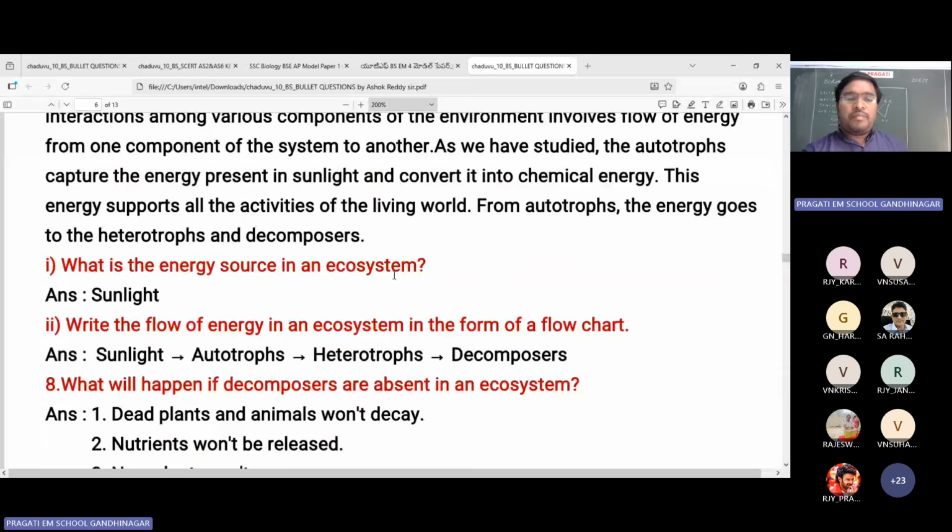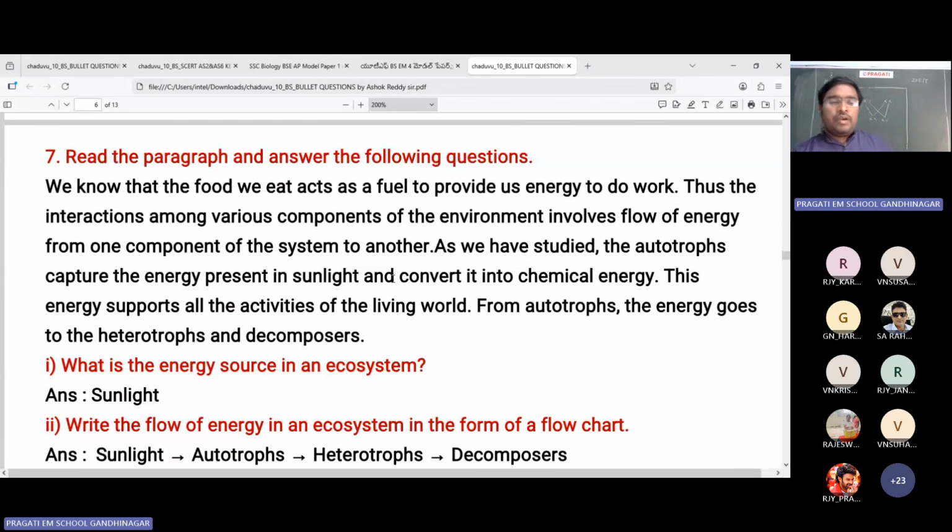Based on the information, what is the energy source in an ecosystem? In an ecosystem, what is the ultimate energy source, children? That is sunlight. So, second question: write the flow of energy in an ecosystem in the form of a flowchart.